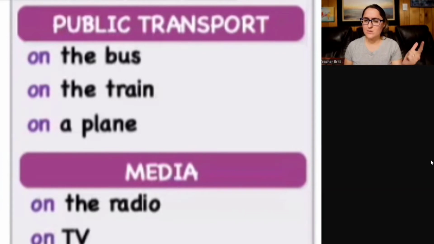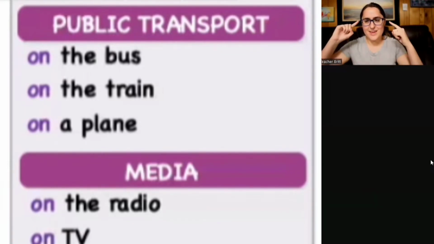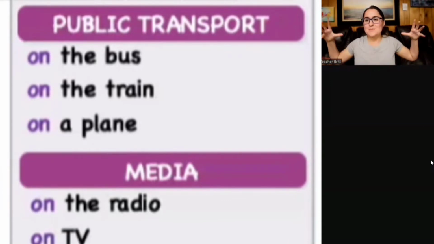So you may be wondering, well, those are forms of public transportation. Why don't we use on when we're talking about taking an Uber or a taxi, but we use it when we're talking about being on a bus, train, or plane? Well, that's a good question. You can remember this because you have to think, am I in something big or something small? So buses, trains, and planes, those are big, right? Those are huge. So we use on.